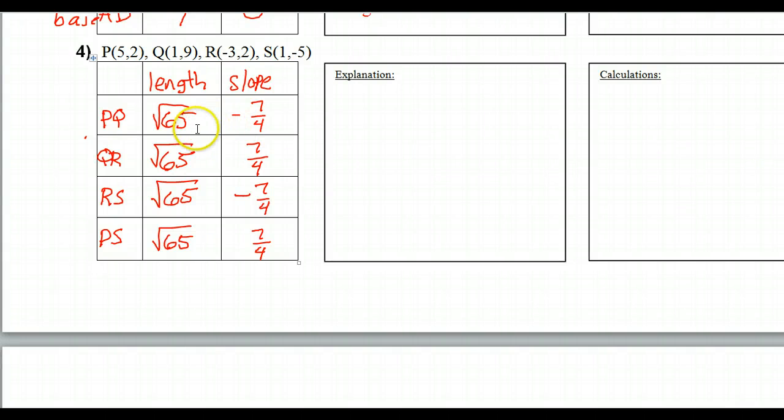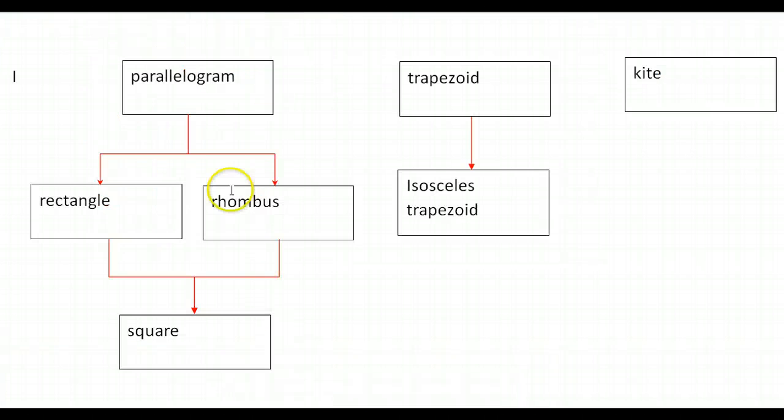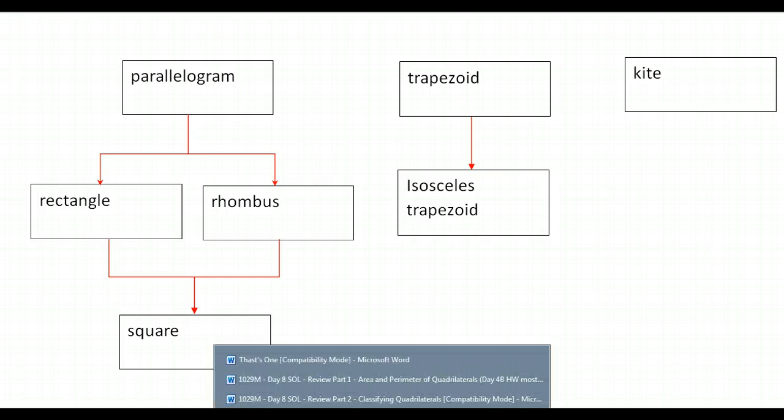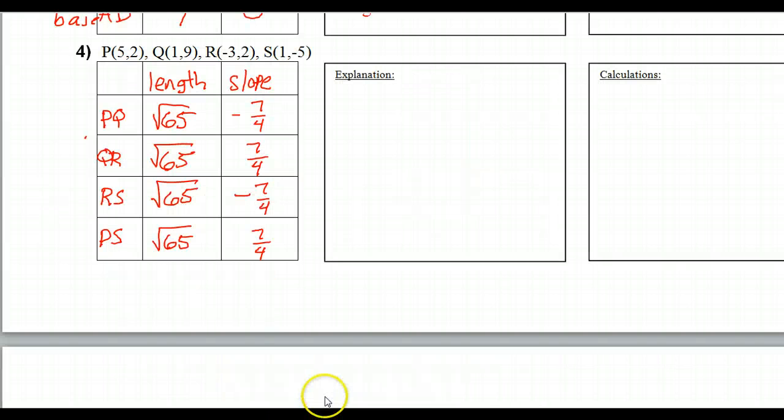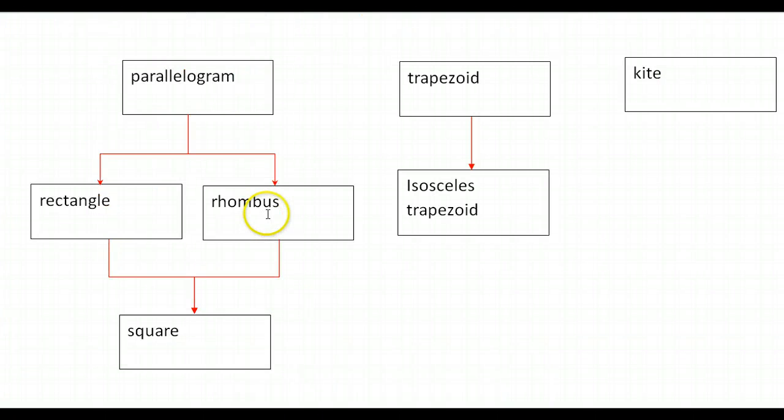Okay, let's see what we have here. All of the lengths are the same, so it's definitely a parallelogram. Also, look at the opposite slopes. Both pairs of opposite sides are parallel based on the slopes. So it's a parallelogram. Next we ask ourselves, is it a rectangle? Is it a rhombus? Well, all the sides are the same, so it's definitely a rhombus. Okay, so fine, it's a rhombus.